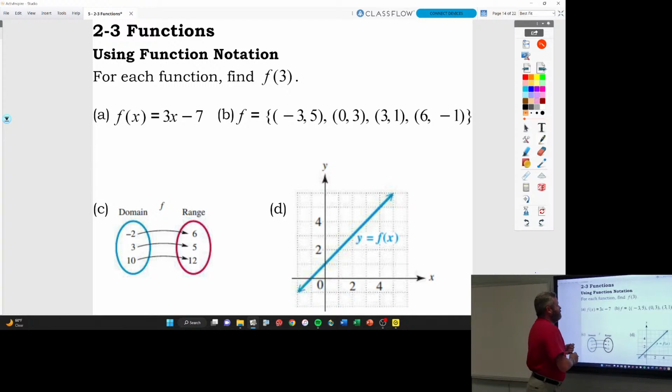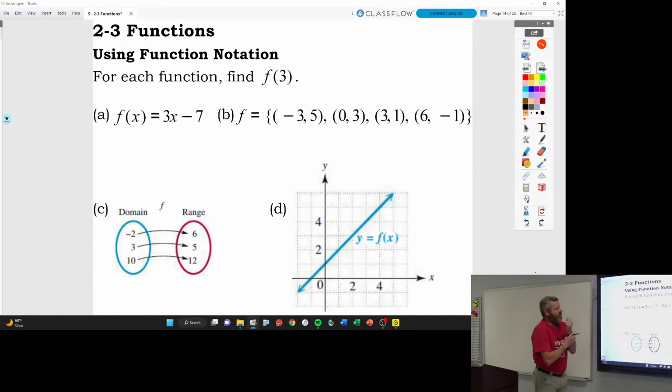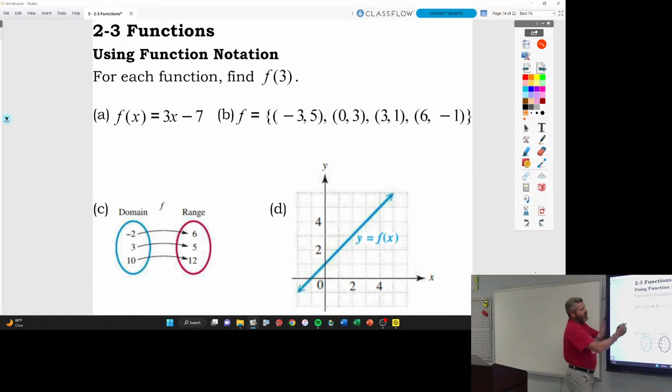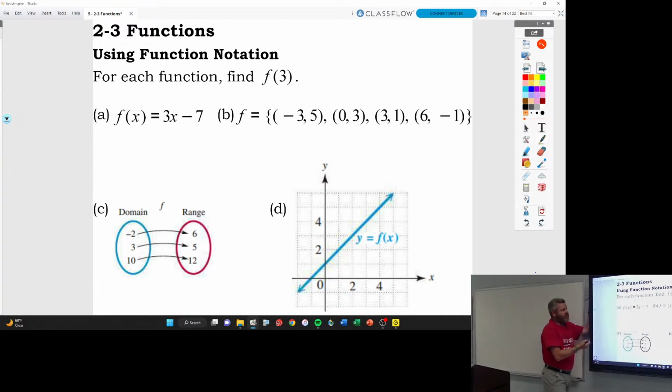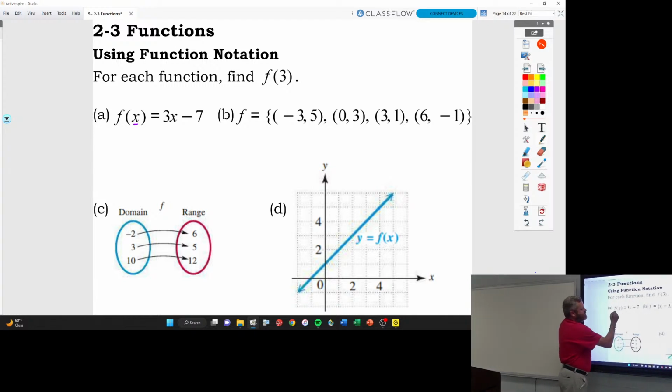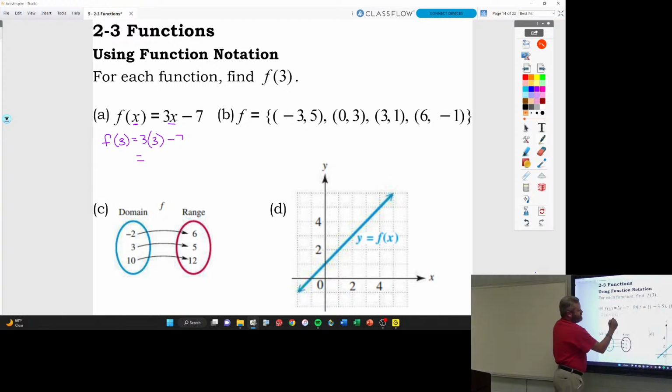For each function, find f of 3. All right, so part A. Part A is given to me as function notation. I want to change x to 3, so f of 3 is equal to 3. There's an x, change that to a 3. Notice it's in parentheses. Minus 7. 3 times 3 is 9. Minus 7, which is 2. So f of 3 equals 2.